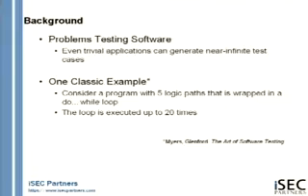So, problems testing software. The big problem is that even trivial applications can generate near infinite test cases. And even forgetting about security for a moment, just doing basic functional testing, one classic example of that sort of trivial application with a lot of tests was proposed in a book called The Art of Software Testing, which is a rather classic book in software testing, where the author, Glenford Myers, put forth a program with 5 logic paths wrapped in a do-while loop. And that loop would execute from between 1 and 20 times.